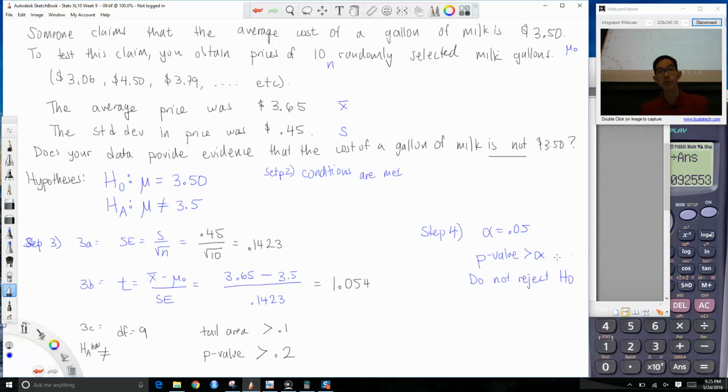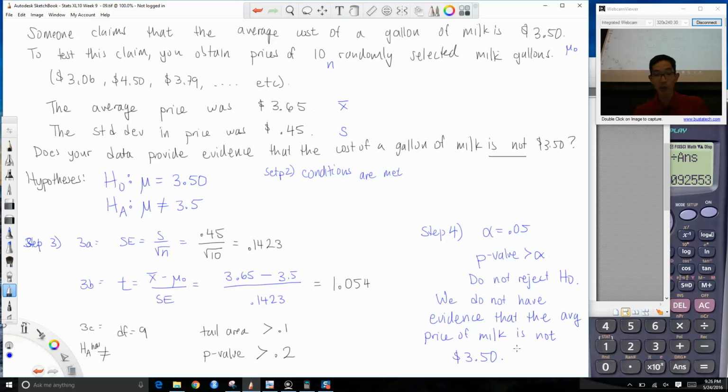Okay, and what does this mean? We do not have evidence. Okay, so we do not have evidence that what? The price of milk is not $3.50. Yeah, we do not have evidence that the average price of milk is not $3.50, okay?